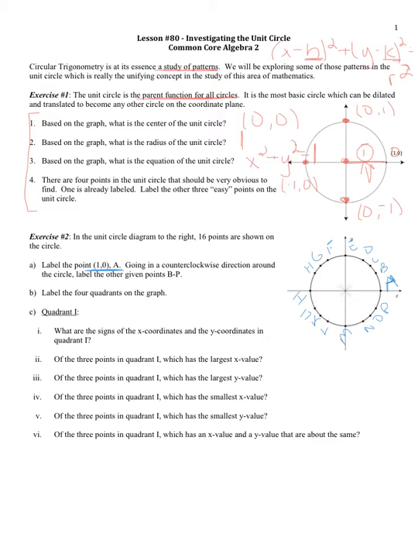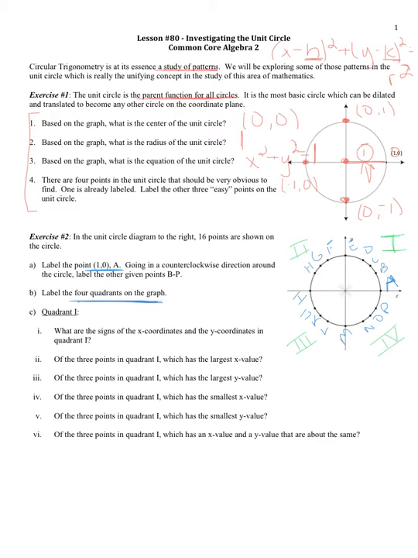The next thing we're going to do is label all 4 quadrants on the graph. If you remember from geometry, we start out in first quadrant, second quadrant, third quadrant, and fourth quadrant.